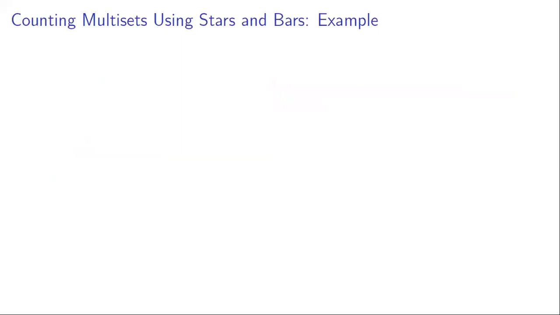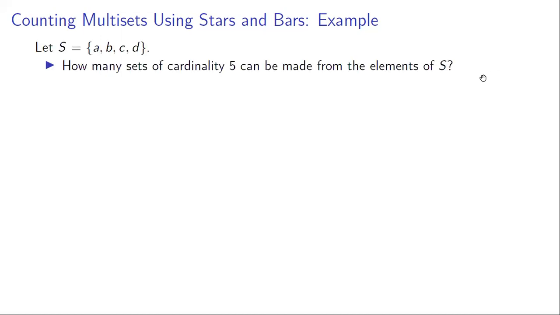Okay, now we're going to use stars and bars, the thing that was introduced very recently. We're going to use them to count multisets. So let's say we have the set S = {A, B, C, D}. First, before we talk about multisets, let's talk about sets. How many sets of cardinality 5 can be made from the elements of S? So if I want to make a set of cardinality 5 using these elements of S, how many such sets can I make?